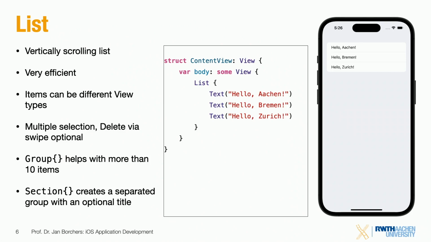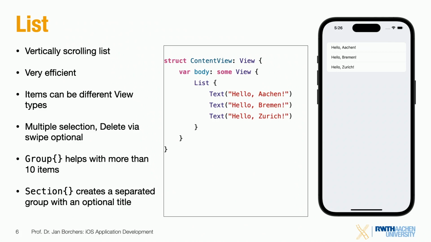And the items don't all have to be the same type. Right here, I put 3 text views in the list. So it's a static list of 3 items that are all the same type, but they don't have to be. Right? As long as they're views, you can put them in there. So you can put a text view and a picture and so on.